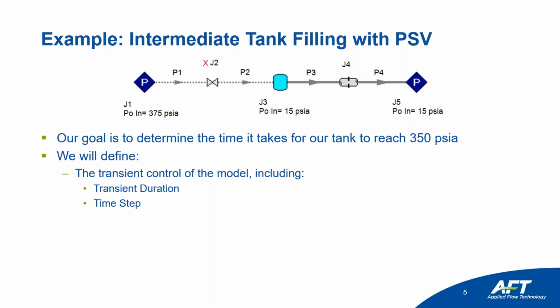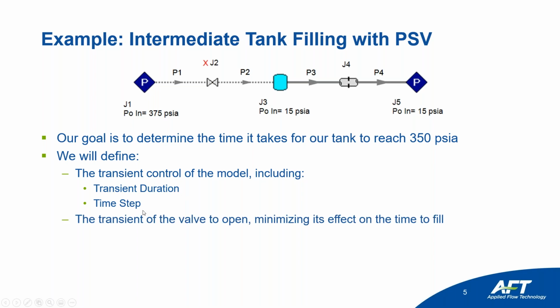So no matter what scenario that you're modeling, you're always going to specify the transient duration and the time step. Specific to our model, we're going to specify a junction transient. So we want to specify how this valve opens over time. And we want to open it in such a way that we're minimizing its effect on time to fill. If this valve opens over 20 seconds and we're trying to figure out how long this tank fills, that might be more representative of your system. In our case, we just want to see if this were to open instantaneously within one time step, where again, it's going from fully closed to fully open, how does that impact our fill time? That should be the shortest possible fill time we can look at.